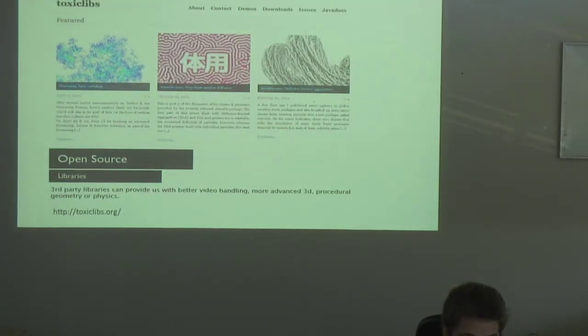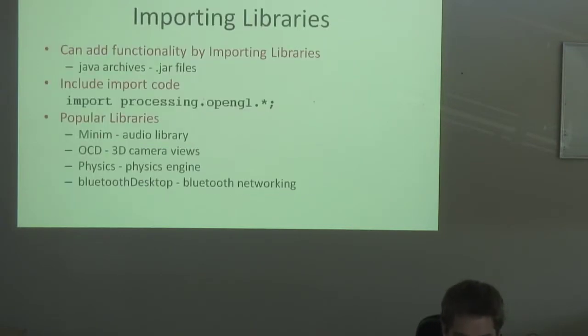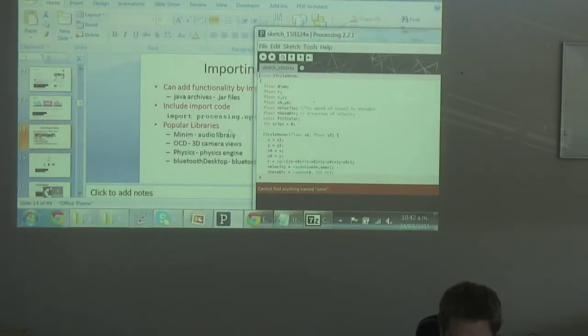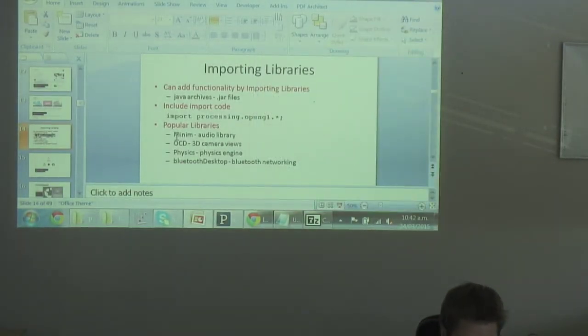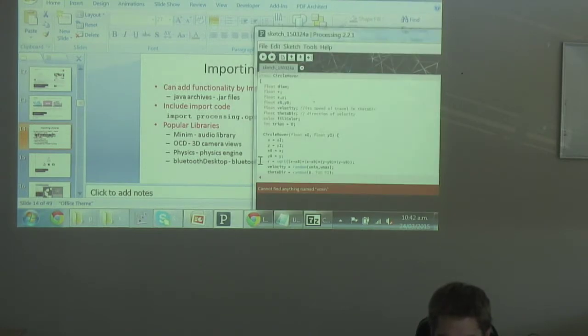Open source, there are lots of libraries out there as well. So Toxiclibs is one example of third-party libraries. And the libraries provide various things. Some popular libraries include Minim for audio, OCD for 3D camera, Physics for physics engines, and Bluetooth if you want to do Bluetooth networking.